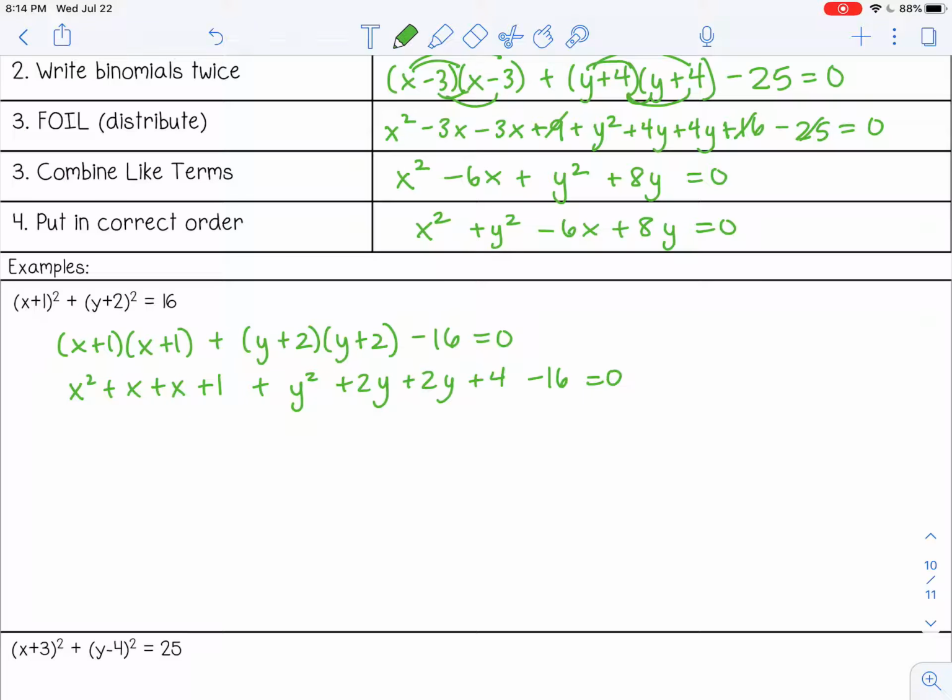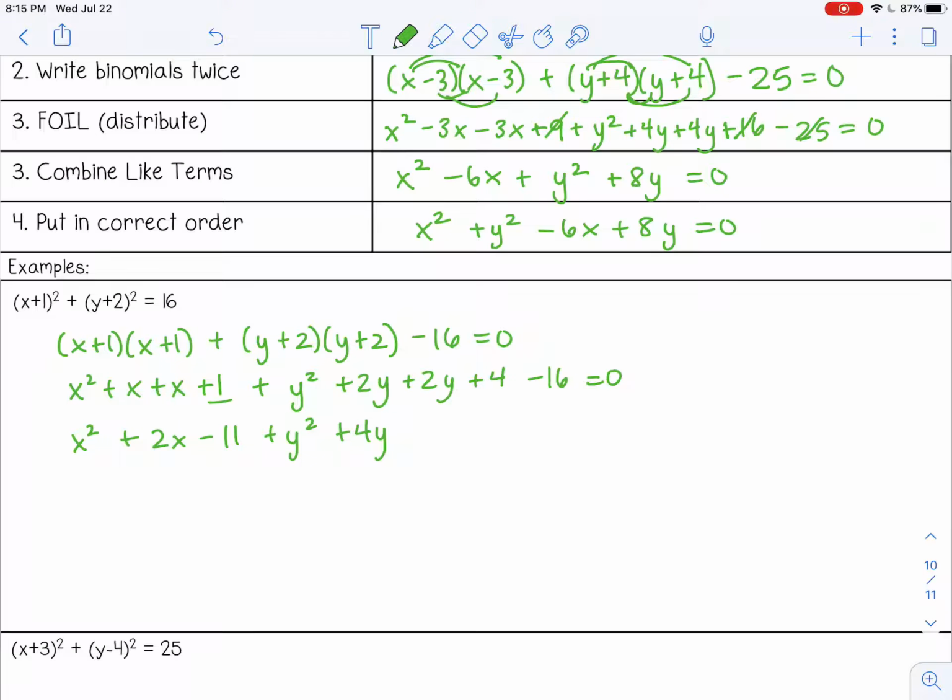Then I'm going to combine like terms, so I have x squared and then x plus x is 2x. Let's go ahead and combine my constants, so I have 1, 4, and negative 16. That gives me negative 11. So let's just make that a negative. All right, then I have y squared. That doesn't have any like terms, so I'm just going to bring it down. And then 2y plus 2y is 4y.